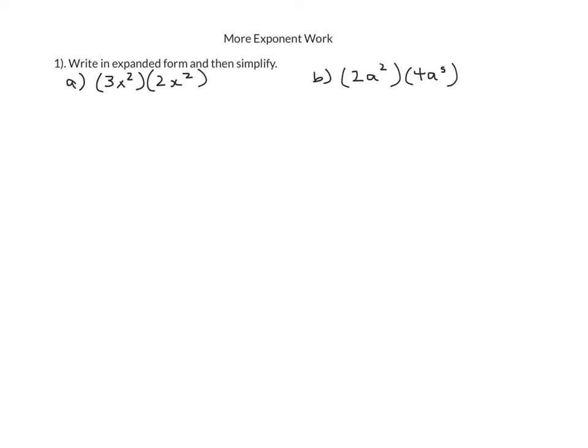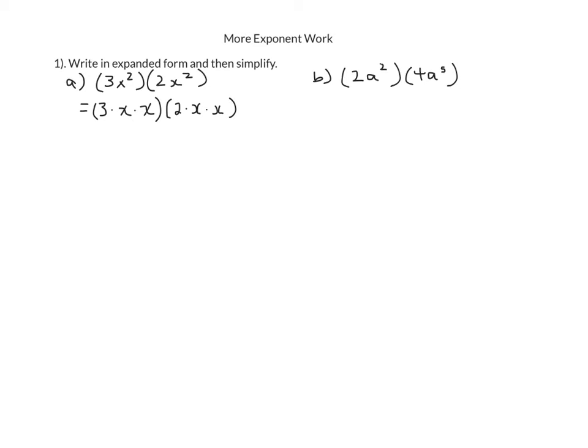Okay, you should have that copied down now. We're going to write these in expanded form. Now the first bracket says we have 3x squared. So what that means is we have 3 times x times x. Okay, that's our first bracket there, 3 times x times x. In the second bracket we have 2x squared. So that means we have a 2 times an x times an x.